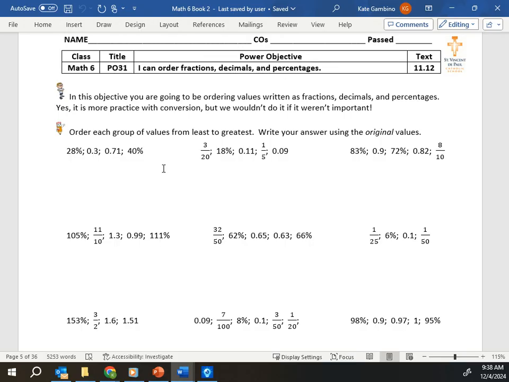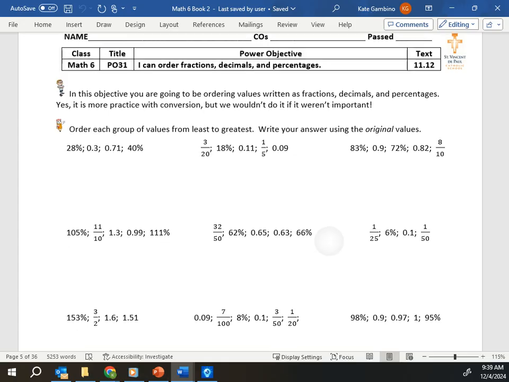PO31: I can order those fractions, decimals, and percentages. We are using what we've learned in these last couple of objectives and putting it all together. We will be looking at values that have fractions, decimals, and percentages all mixed up. We're going to practice converting because we want them all to be the same type. It's hard to put stuff in order when it's different types.